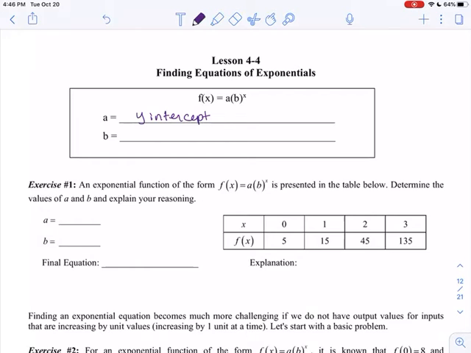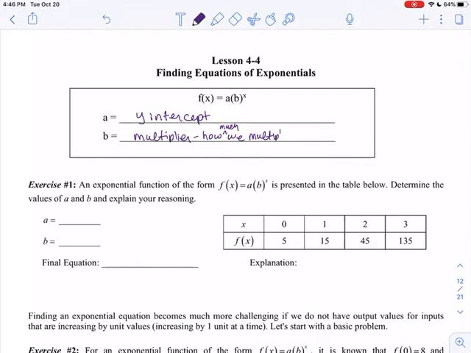A is the y-intercept. So that number in front is the y-intercept. That's not the number that's being raised to the exponent. And b is the multiplier. How much we multiply when x increases 1 unit is what it really means.